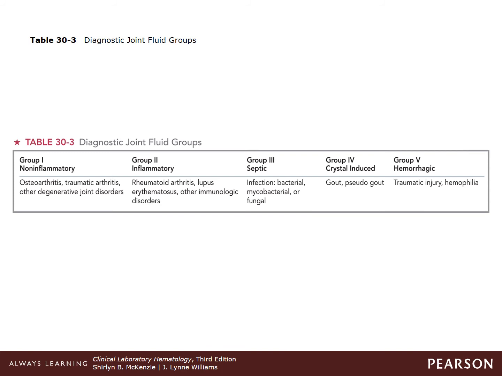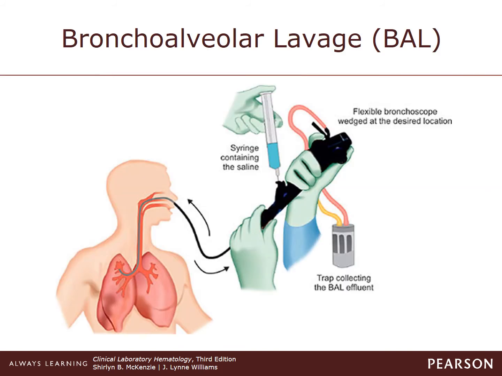And Group 5 is a hemorrhagic type of diagnosis, where you have some kind of traumatic injury or bleeding disorder, and here you're going to see the specimen being completely bloody.